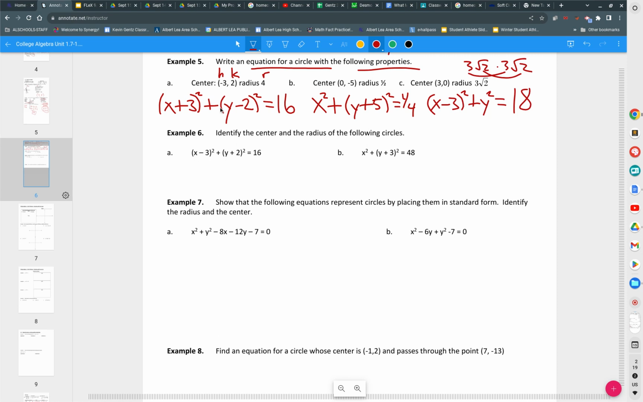Let's get even easier points. Now it says identify the center and the radius. If that's my equation, what is my center? 3, -2. Again, it is opposite in value. What is the radius? 4. Radius is 4.